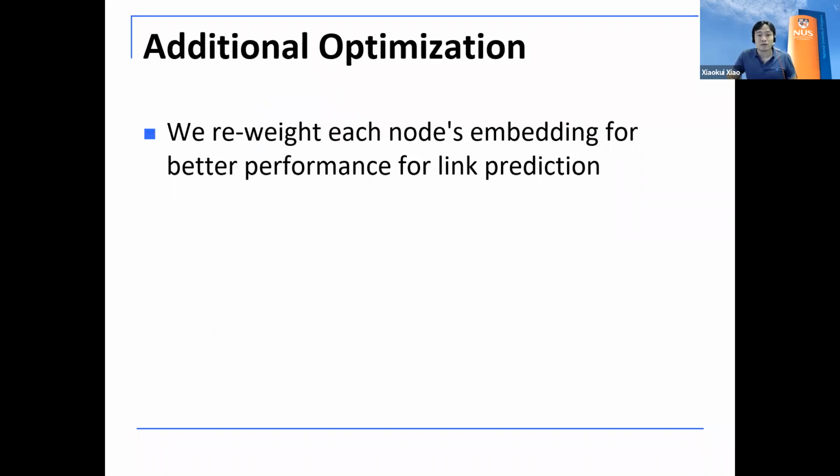In our paper, we also have some additional optimization in which we rescale each node's embedding to have better performance for link prediction. So the intention here is that we're going to evaluate the importance of each node in the graph. And then for those nodes that are more important, we're going to multiply its embedding with a certain constant factor. I'll omit the details here, but the main purpose of doing so is to have better performance for link prediction, and you'll see that in the experiments.